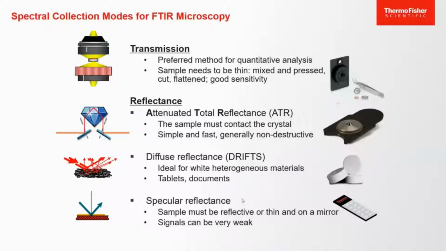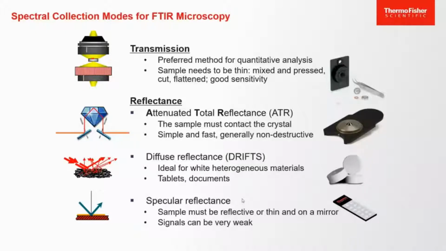The next one down is diffuse reflectance, or DRIFTS. This is where you just have a white heterogeneous material, something like a tablet or a dosage form in a pharmaceutical setting, or a powder. It can also be used on documents, such as in forensics when you're looking at ink on paper. That is a type of DRIFTS.